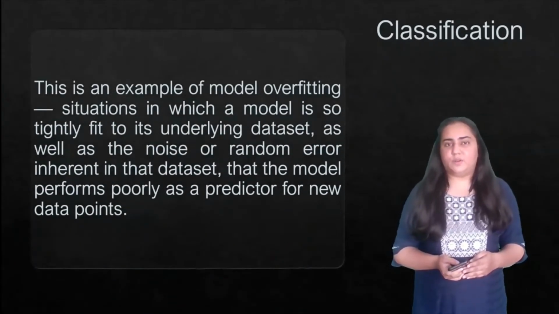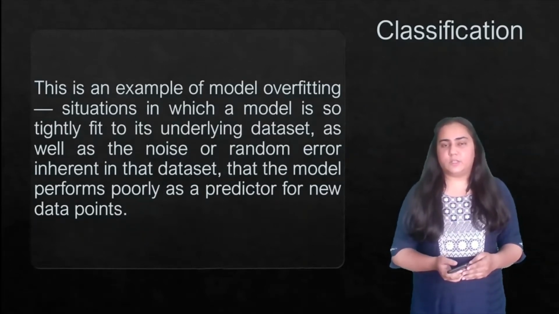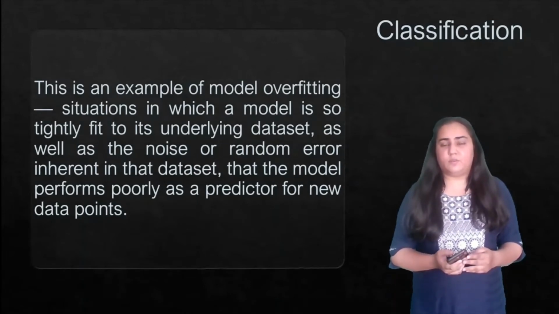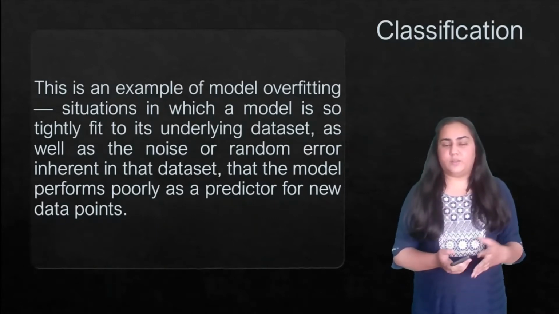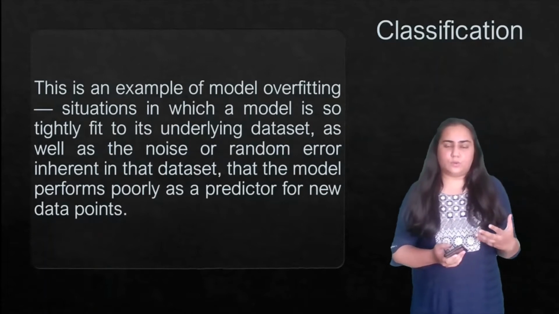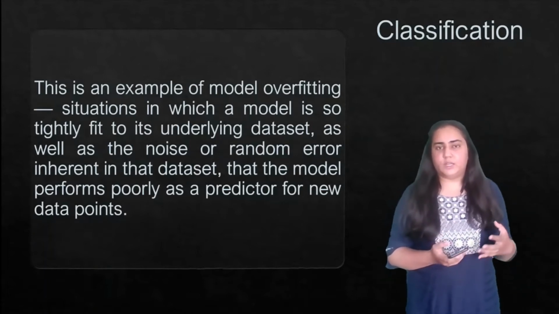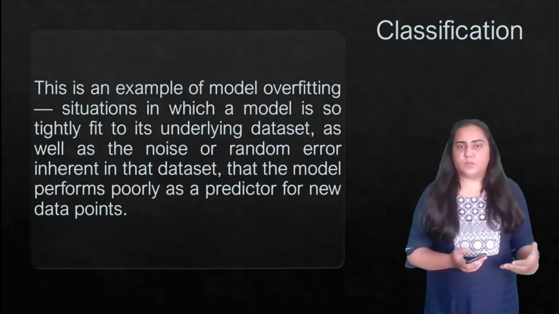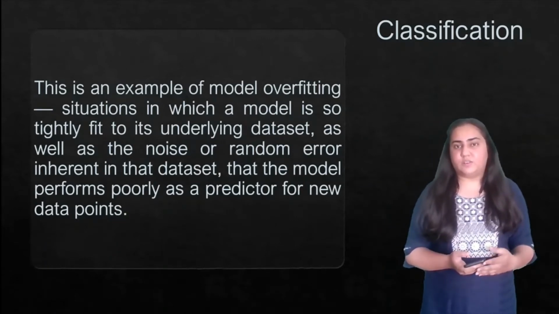This is an example of model overfitting, situations in which a model is so tightly fit to its underlying dataset, as well as the noise or random error inherent in that dataset, that the model performs poorly as a predictor for new data points. So this is an example of overfitting, which is caused when the model is so overly tight on its dataset that when you provide some new data point, it ends up predicting the wrong value.